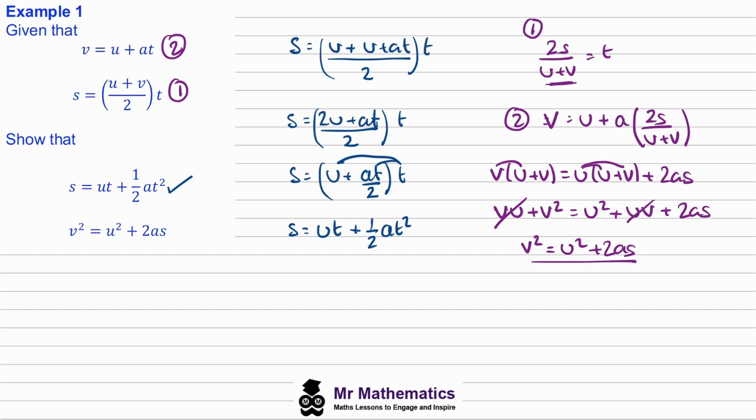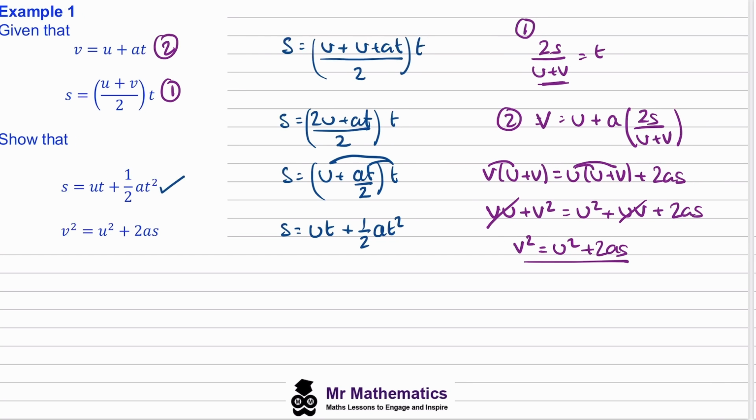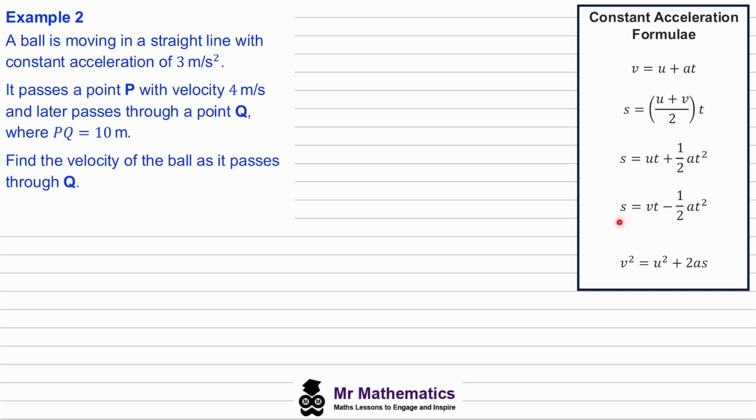If we look at how we can apply these now in example 2, this is the final SUVAT equation. You can see we're just using final velocity and it becomes a subtraction. I encourage you to try and derive this yourself.